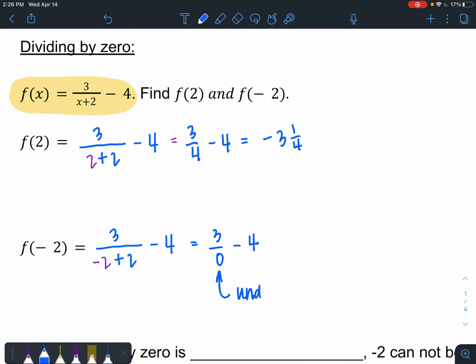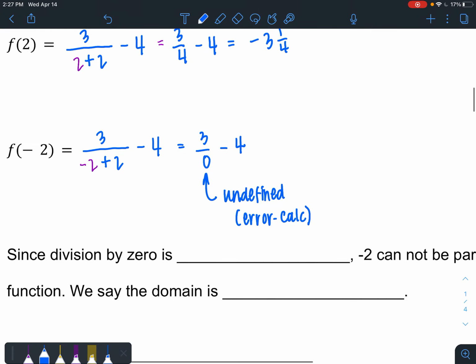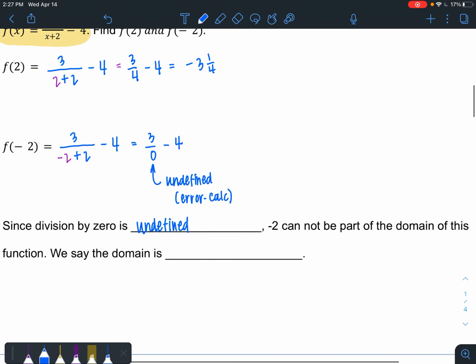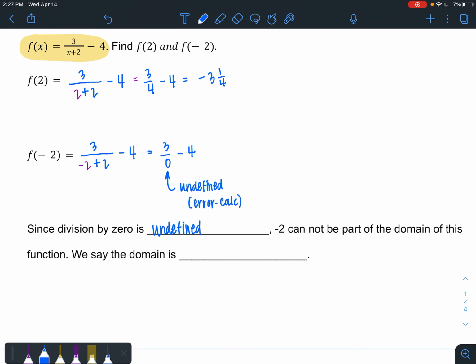However, this is undefined. It doesn't exist. If you type it in your calculator, you'll get an error. So, because of that, remember, since division by 0 is undefined, -2 can't be part of the domain of this function. So we say that the domain is all real numbers except not equal to -2. So all real numbers not equal to -2, or x is not equal to -2.